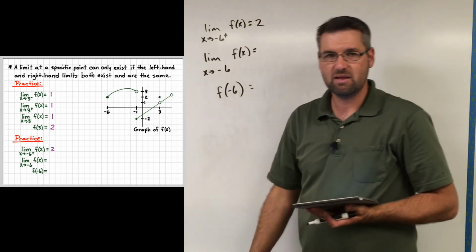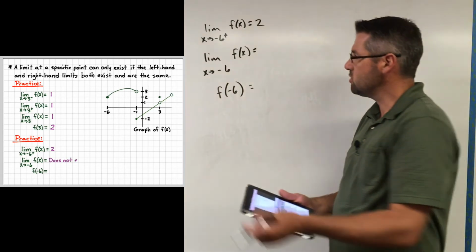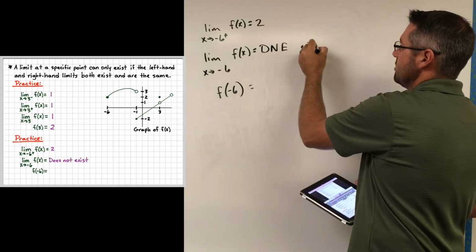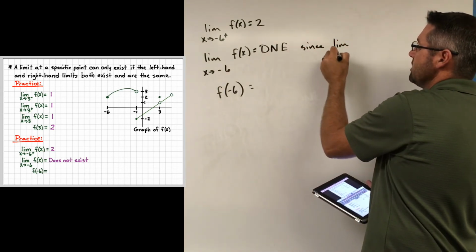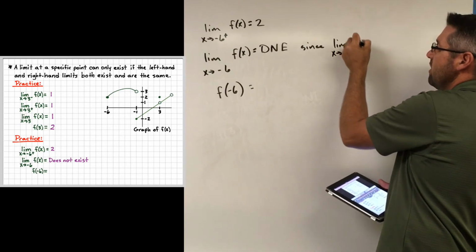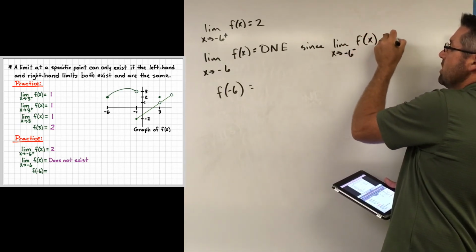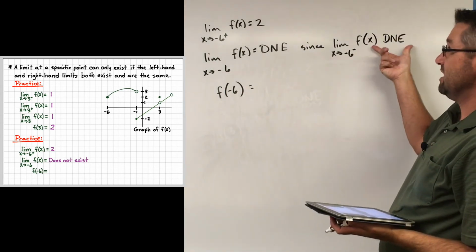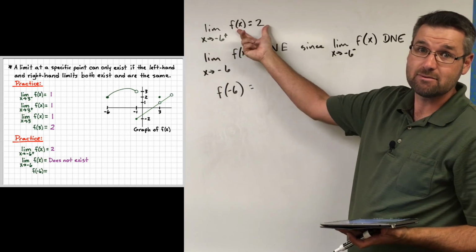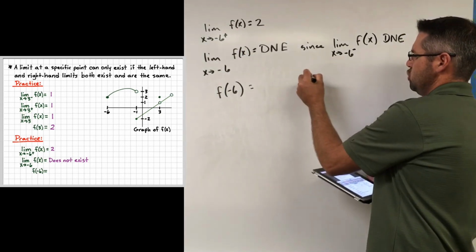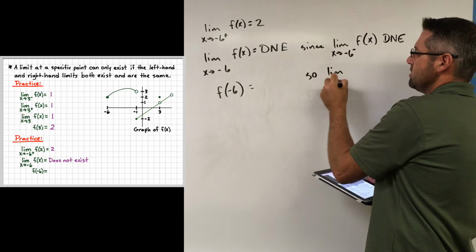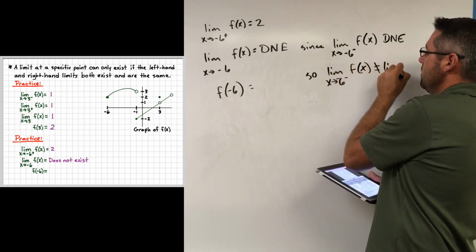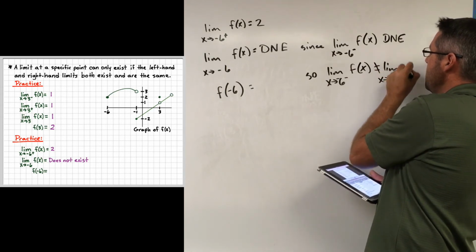There is no left-hand limit. So we would say does not exist. Okay? Why is that? Since the limit as x approaches negative 6 from the left of f of x does not exist. See that? And then you can go further, and since that doesn't exist, there's no way that it can match that, right? Therefore, the limit as x approaches negative 6 from the left of f of x cannot equal the limit as x approaches negative 6 from the right of f of x.